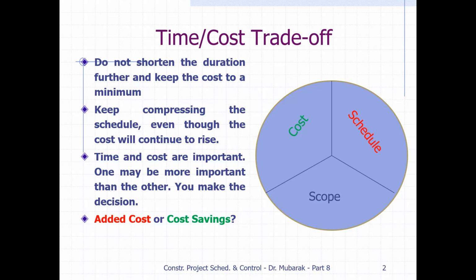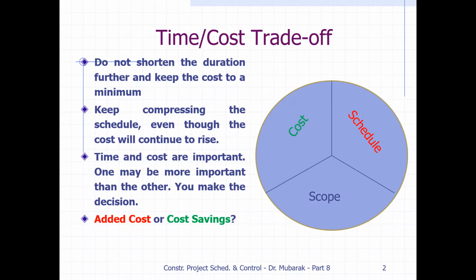So usually, as you know, these three things are important in every project. One is scope of the project, like how much is the volume of work or total work of the project. Then cost is important, so how much the project is going to cost. And third thing is schedule, the time schedule, how long it's going to take to complete. So schedule is very important.